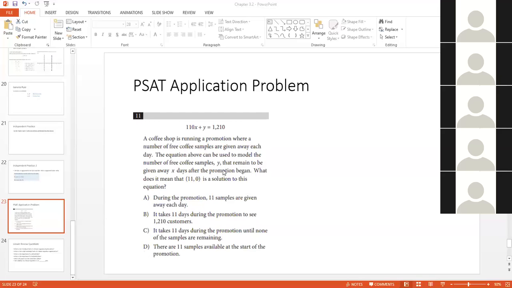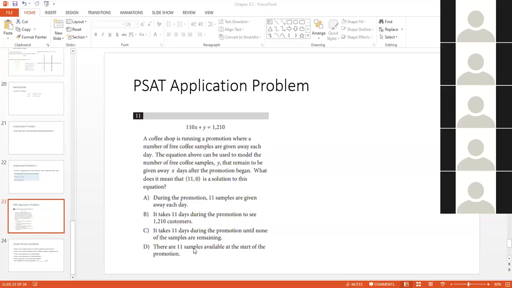Well, no, because it's talking about the number of free coffee samples that's left. This is what Y is talking about. They got X right, but they're not talking about what Y means. C says that it takes 11 days during the promotion until none of the samples are remaining. So a 0 is none, and this 0, Y, is talking about the number of free samples that's left, or that remain to be given away. So if there's 0, that means that there's no free samples remaining to be given away. So the correct answer is C.